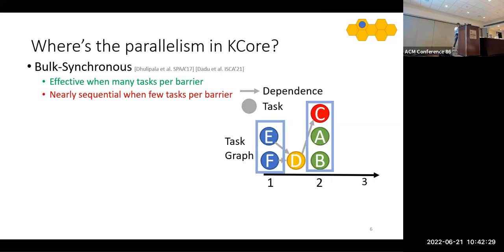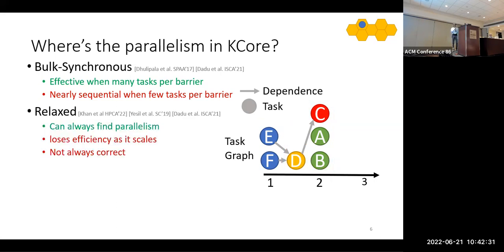Another approach is to relax our priority queue, which means that we allow tasks to execute out of order and make an effort to execute them in order. Relaxation can always find parallelism, but as systems scale, it loses efficiency, and more importantly for K-core, it's not always correct. For K-core, if we relax our priority queue, we can get the wrong answer for vertices C and D, so relaxation is simply not an option here.